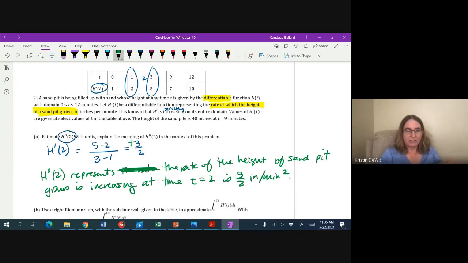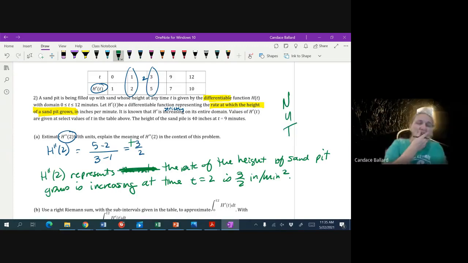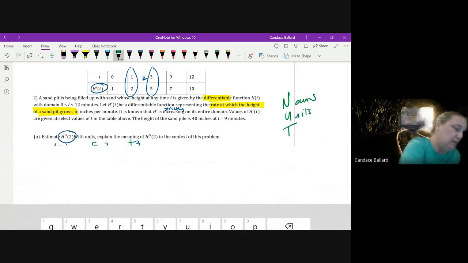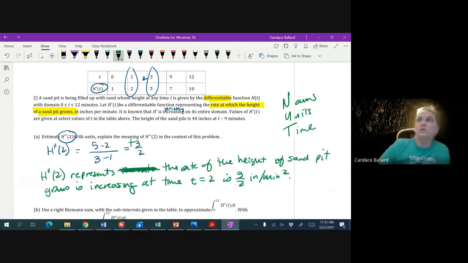And one other thing, guys, I would make sure you pay attention to when it says "with units" on your test, because you have to have the units there to get that point. That's super important. You want to remember NUT: nouns, which means repeat the stem, units, and then time. So you always want to include time on everything, okay?